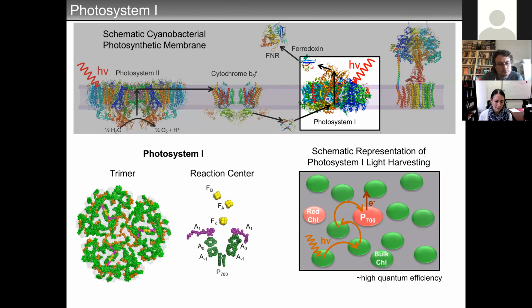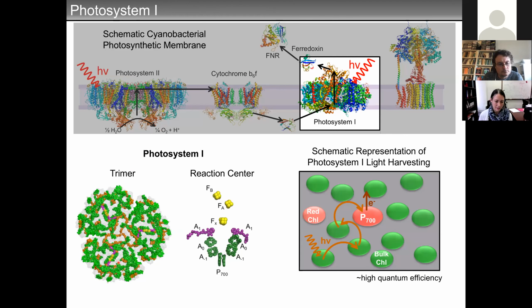But what's interesting about photosystem 1 is that it also has what's called red chlorophylls. These are all chlorophyll A molecules, but they have such a geometry that their lower lying excitonic state lies to the red of the reaction center. And so in order for these red chlorophylls to contribute to charge separation, they have to undergo an uphill energy transfer event. So this is the general schematic for light harvesting.